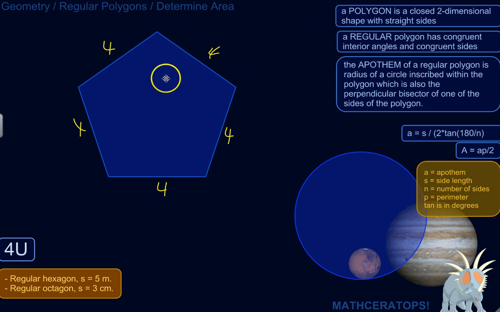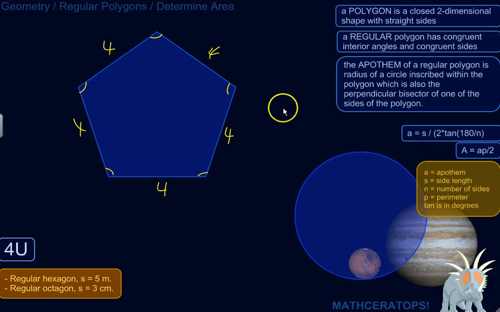So here's a regular pentagon. That's a polygon with five sides, and all the side lengths are four units, so four, four, four, four, four. Also, because it's a regular pentagon, all the interior angles are congruent. So all these angles have the same measurement. Just on the basis of that, knowing that it's a regular polygon, it has five sides, and the side lengths are four, we can figure out what the area of this thing is. It involves, however, a little bit of trickery at first, just to explain where the formula comes from.